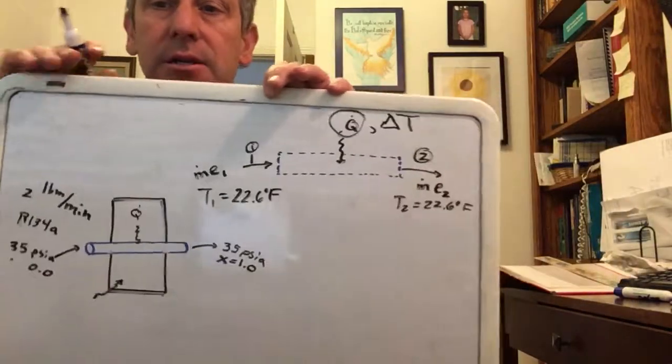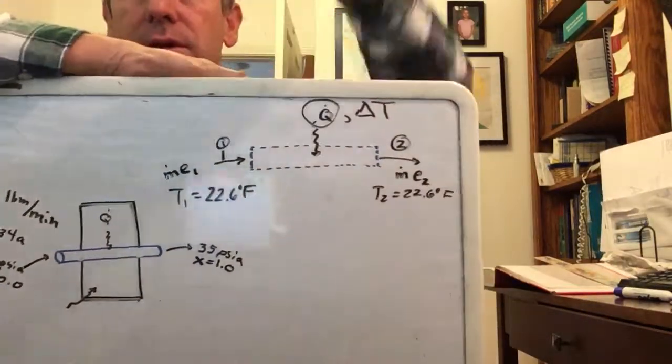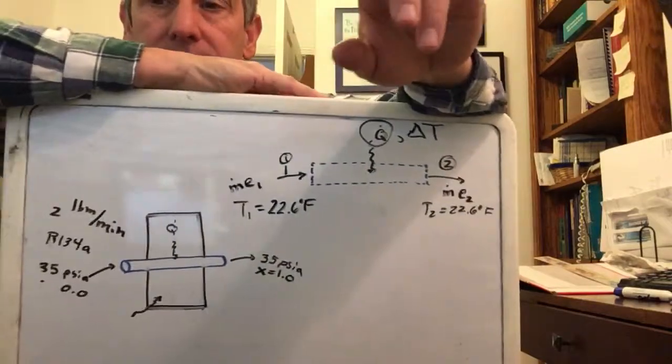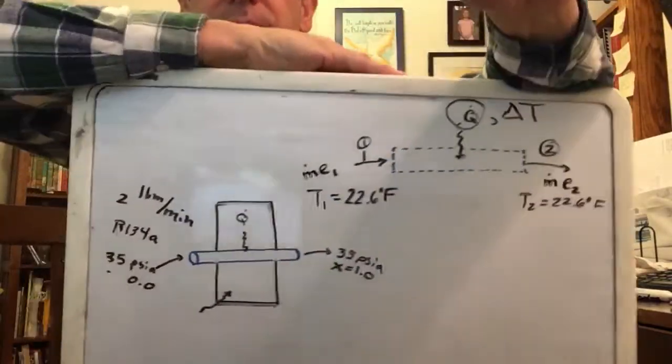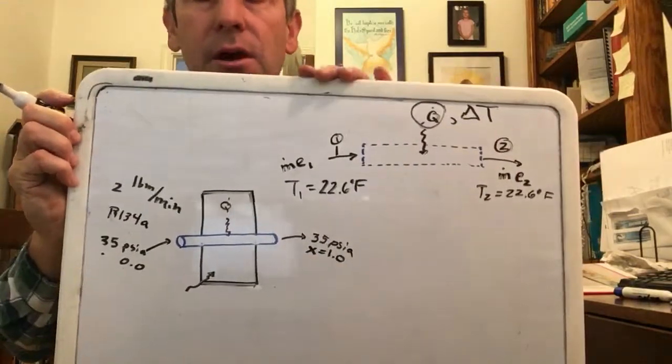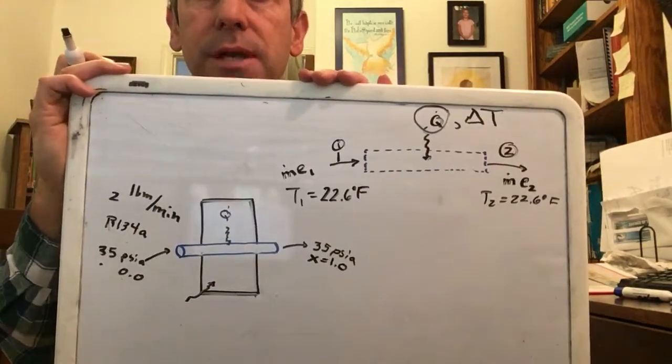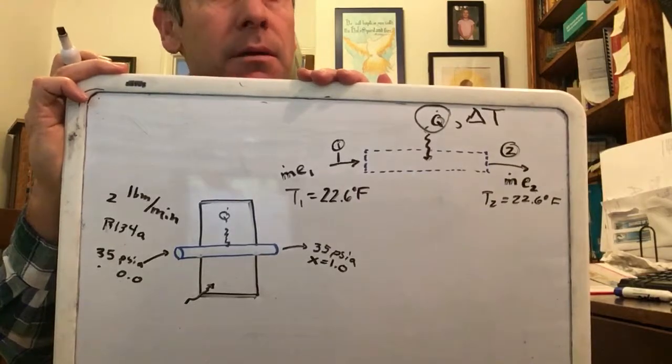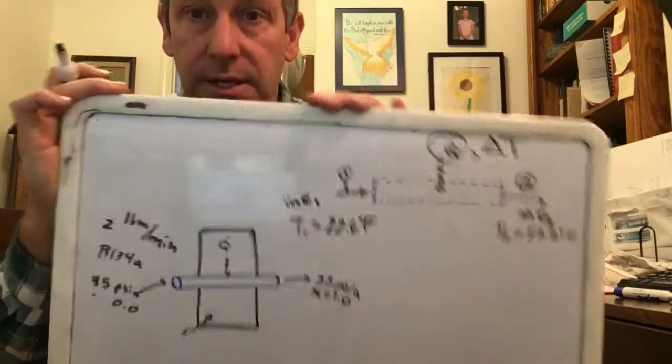Okay, so just like you to look at those numbers and ask yourself really quickly, hey, did that refrigerant pick up heat as it went through? Did it end up picking up heat? Okay, and some students might say, hey, no, it came in at 22.6, it went out at 22.6. The answer is actually yes, if you think about it.